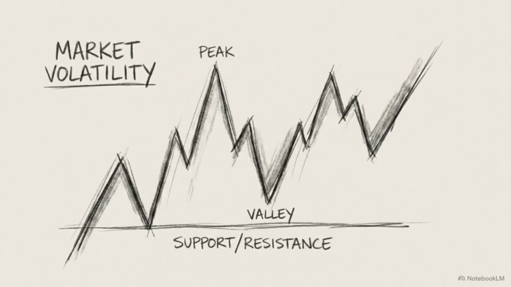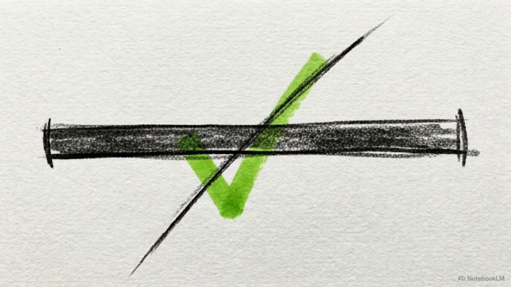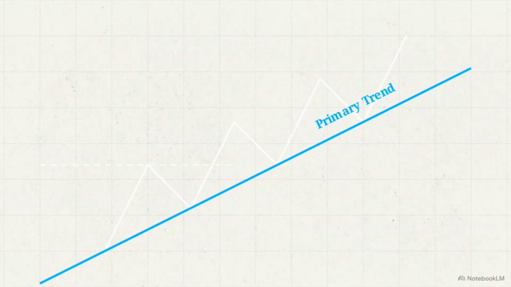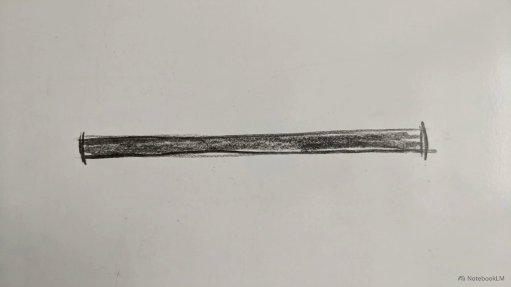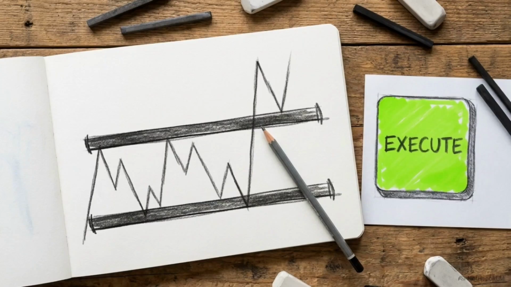But first, we have to define what support and resistance actually is in this system. It is a confluence. It is an added layer of confirmation. It only works if you have already drawn your primary directional trend lines. You do not build an entire strategy around horizontal lines. Support and resistance is the finishing touch that takes a theoretical setup and turns it into a high-confidence, actionable trade.